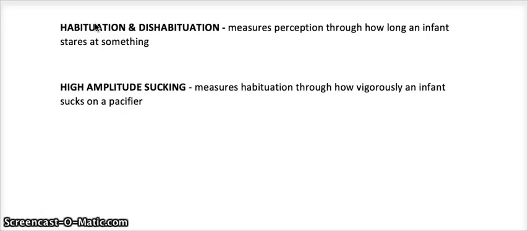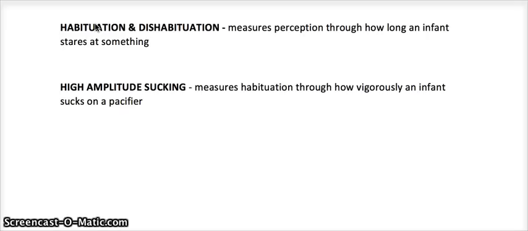And we use this to measure perception in infants based on things like how long they stare at something. So if you show a kid a picture over and over again, eventually they're going to get habituated to it. Yeah, I've seen this picture before, I know it, whatever, it's boring. So they're not going to stare as long. If you change up the picture somehow, they'll notice it, and so they'll stare longer at it.